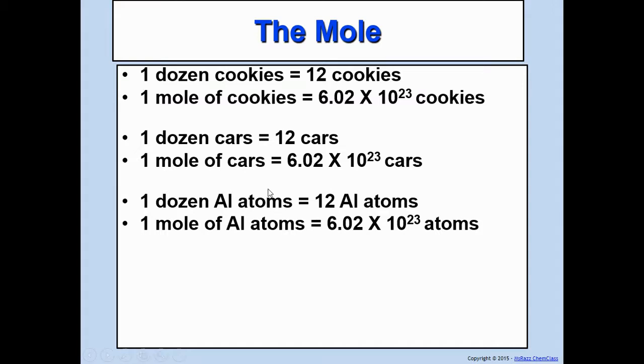Now, this is called an atom because it's one thing by itself. It's just aluminum. It's not chemically combined to anything else. So when you see the word atom, you know it's something that's by itself. Aluminum by itself. Hydrogen by itself. Carbon by itself.